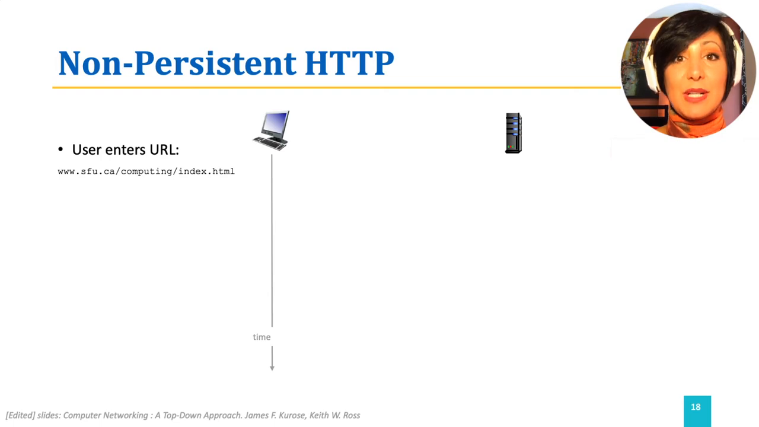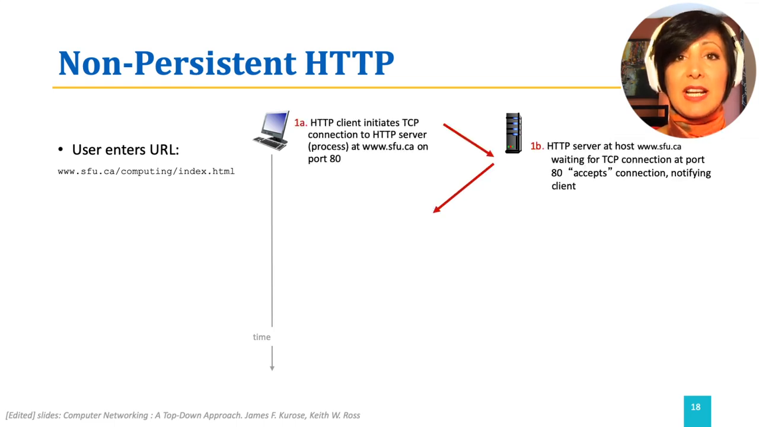Let's see an example of non-persistent HTTP in action. Let's assume the user wants to see www.sfu.ca/computing/index.html and therefore enters this URL at their browser. In the first step, the HTTP client initiates a TCP connection to the HTTP server process at www.sfu.ca on port 80. An HTTP server at that host, which was waiting for a TCP connection at port 80, accepts the TCP connection, notifying the client. Now the connection is established.